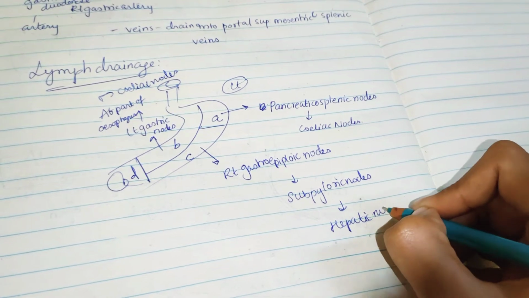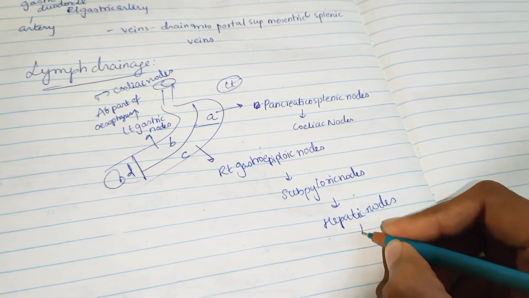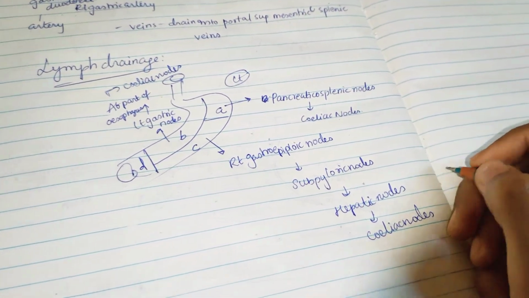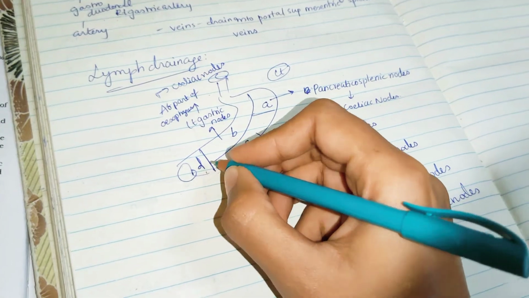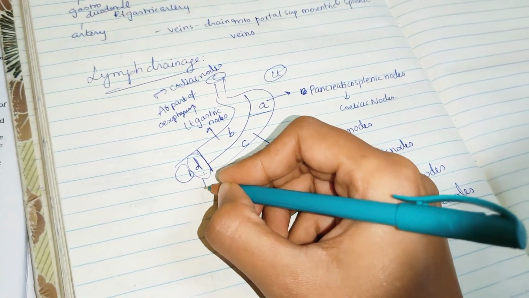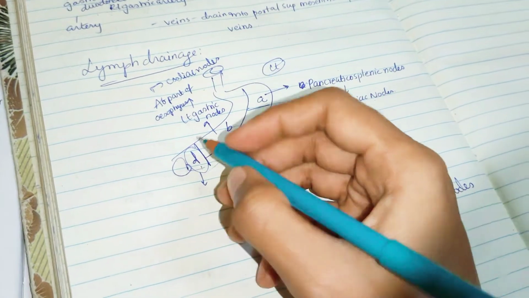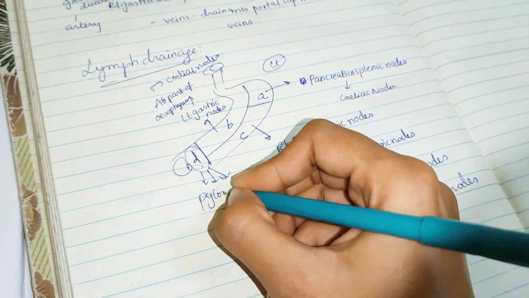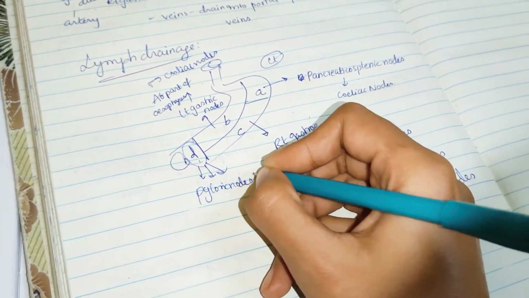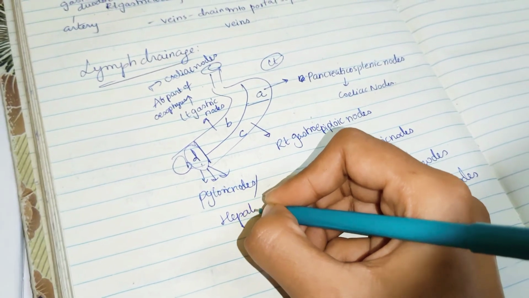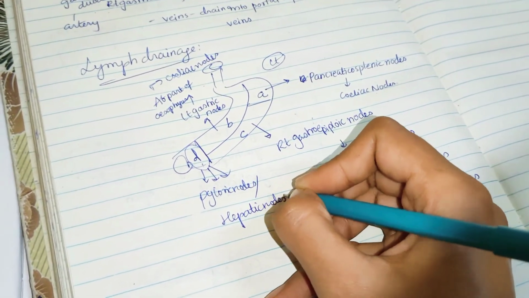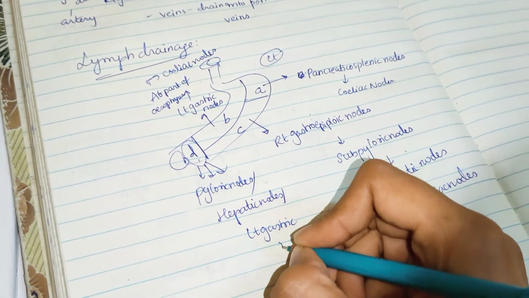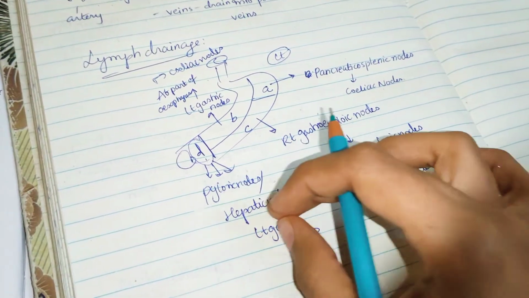So it's somewhat a longer pathway for the C. From the hepatic nodes it will drain again into celiac nodes. So if you see anywhere, the celiac nodes is like an end point. So next, coming to the D part of the abdomen, it has many routes, mainly 3 routes. It can either drain into pyloric nodes, or into hepatic nodes, or into left gastric nodes. So this is the route of D type.